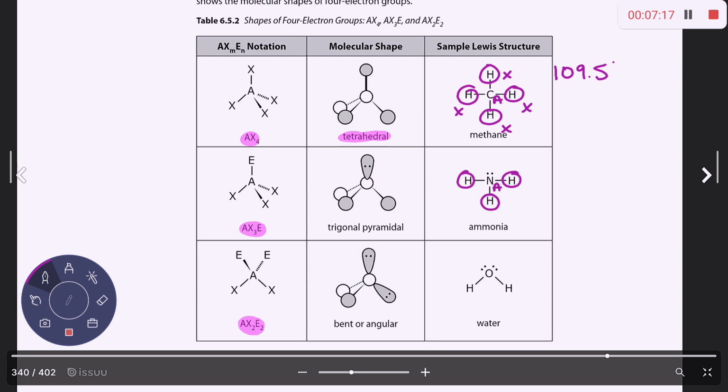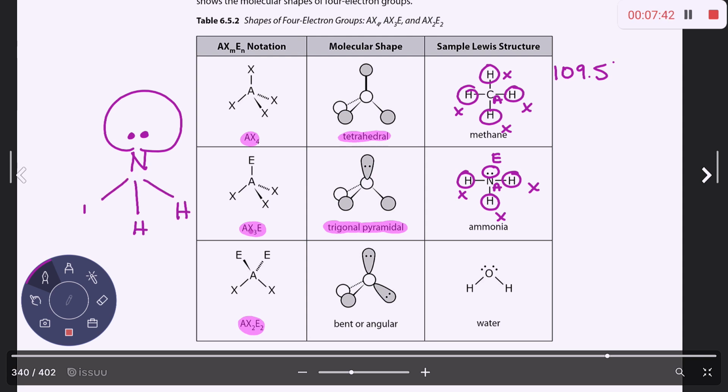Then for this ammonia example, I've got A on my central atom. I have 3 X's, and then I've got a lone pair of electrons, so I'm going to put an E there. So this would be AX3E for the designation. The shape is trigonal pyramidal. Let me explain the bond angle. You know that the lone pair of electrons on the central atom occupies a ton of space.